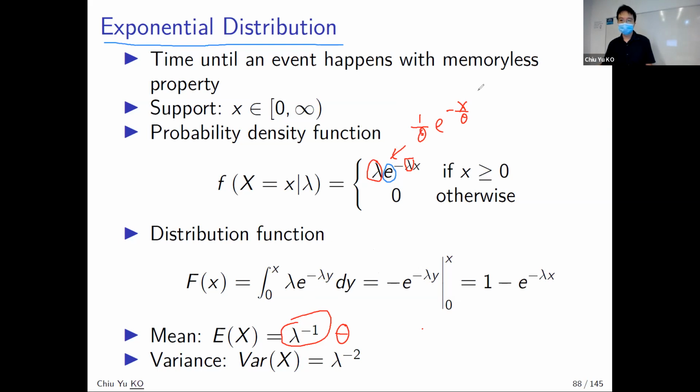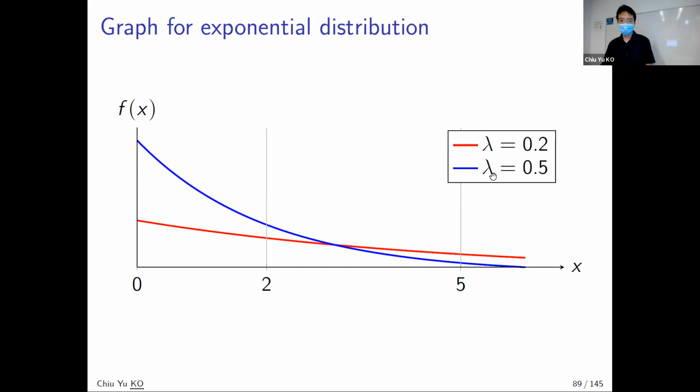Again, remember, here I have lambda is 0.2, which is 1/5, and this is 1/2. So for the red one, the mean is just 5. Let me use the blue color to distinguish them. For the blue one, what's the mean? This is 1/2, so the mean is just 2.